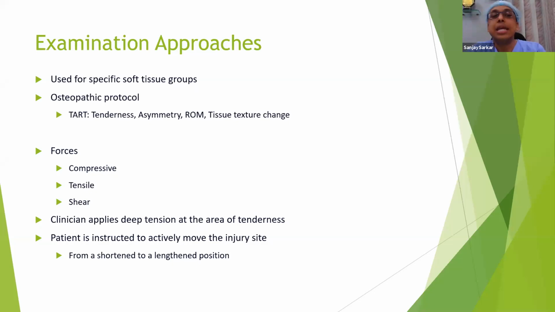How can you do it? You can test it in different ways, all right? So different forces. Forces can be compression, tension, or shearing. So you can either test a tissue this way, you can test a tissue this way, or you can test a tissue this way, as if you're grinding or sliding or gliding, that's shear force. So what does a clinician do? Uses deep pressure or tension in the area of tenderness, because you are applying pressure on the tender spot.